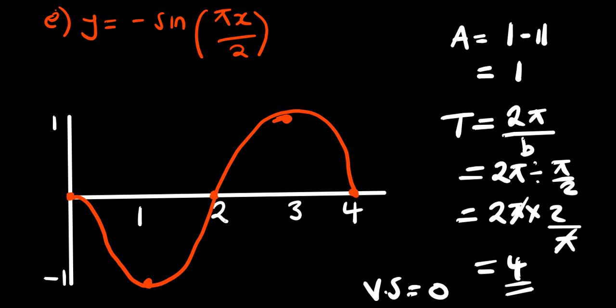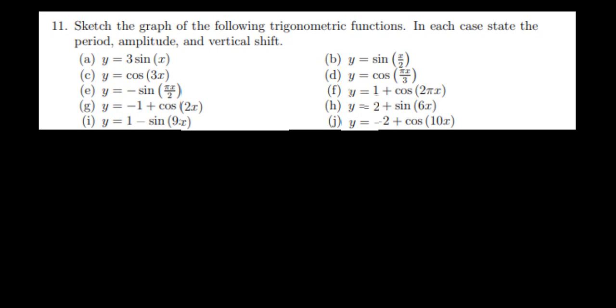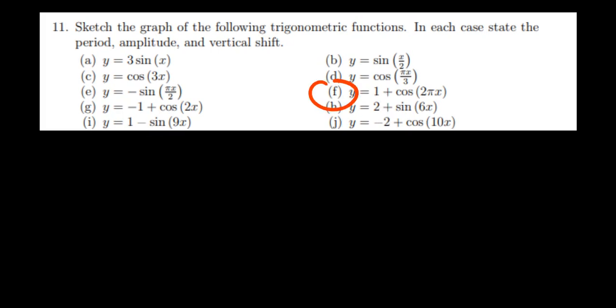Let's solve another one. This one was E. Let's solve F. Okay, 1 plus cos 2 pi x.